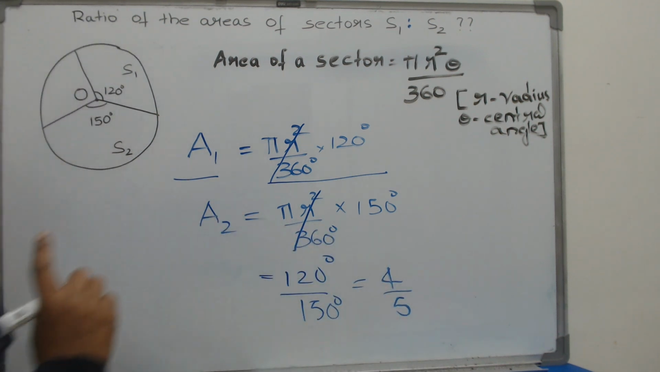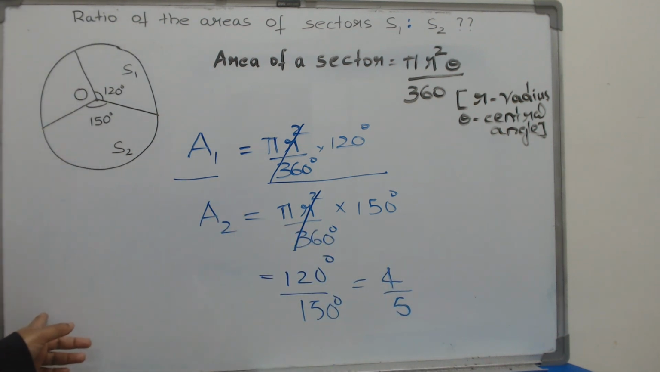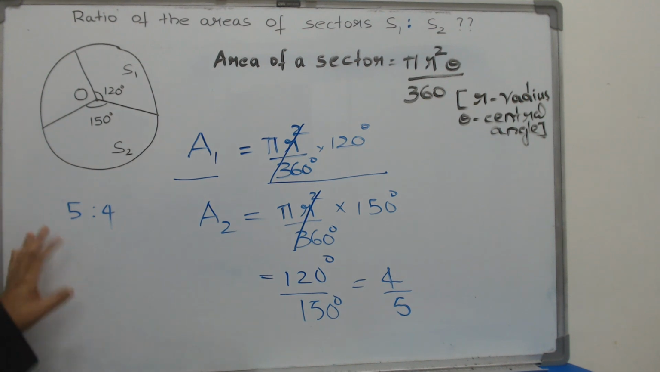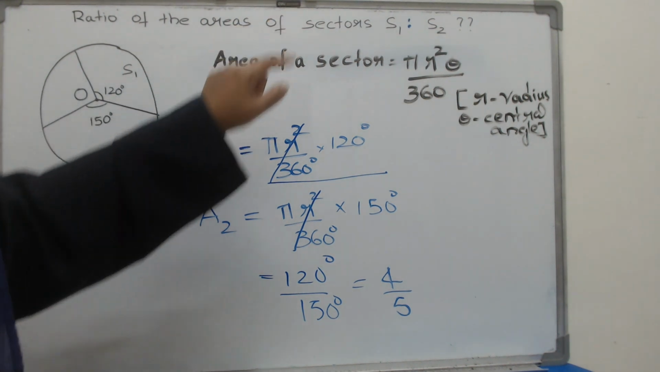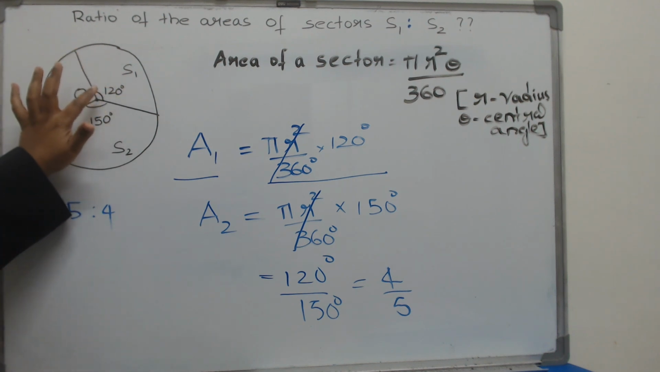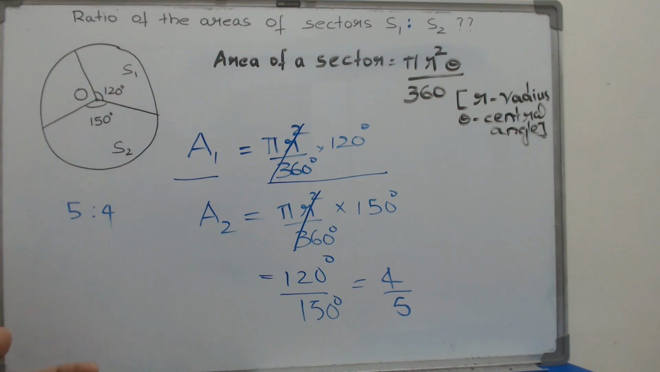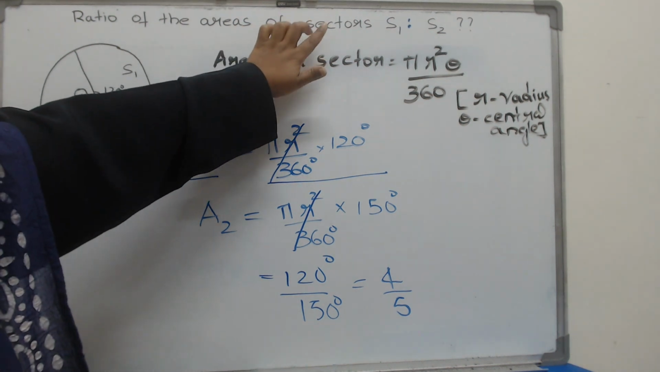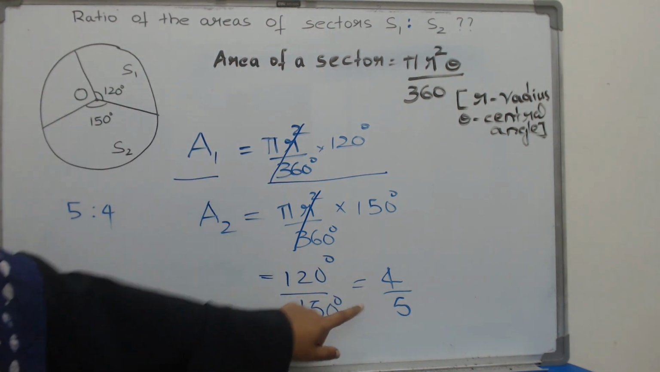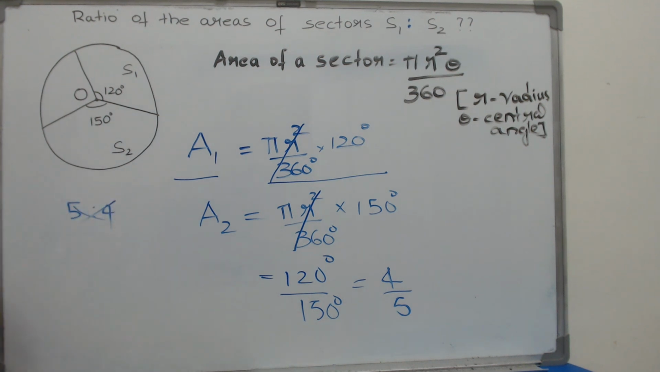And now I just want to mention something. This is an MCQ question. So you will have a lot of misleading options. You will have something which looks like this also. So please read the question carefully. It is S1 is to S2. Now the size of a sector depends on its central angle. Smaller the central angle, smaller the sector. So what you need is the smaller sector by the bigger sector. So it should be 4 is to 5, not 5 is to 4. So please take care when it comes to MCQ questions.